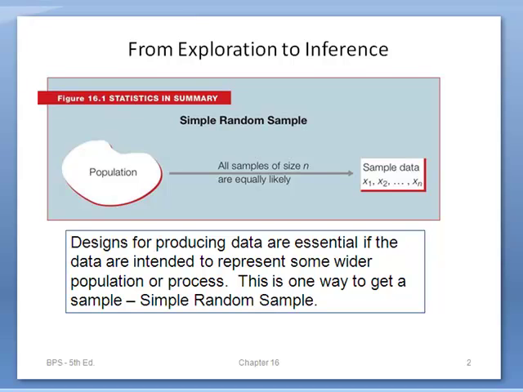How we design for producing data is very essential if the data are intended to represent some wider population or process. This is the way to get a sample, a simple random sample. Remember, you take samples of a certain size, and any member of the population is equally as likely as any other member to be picked to be part of that sample. That's a simple random sample.